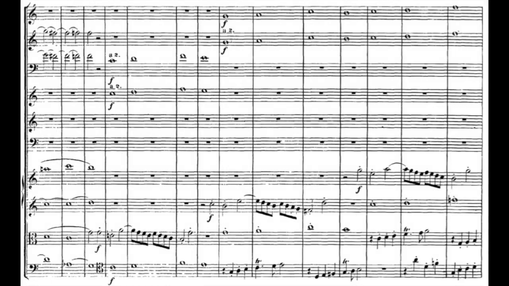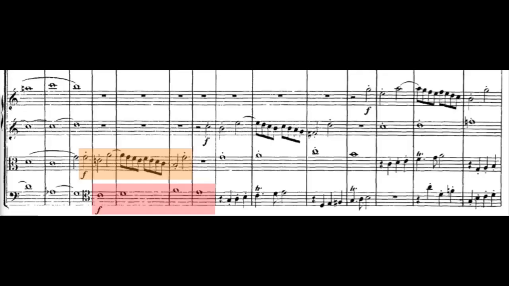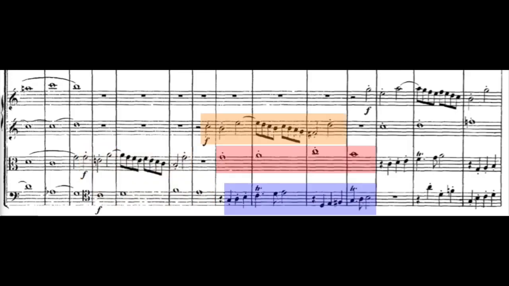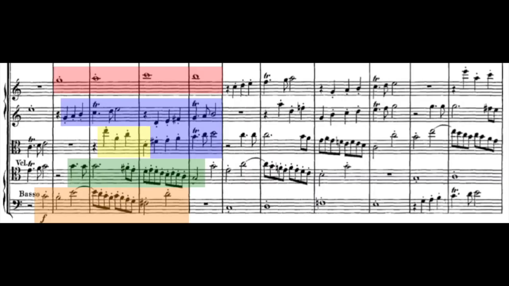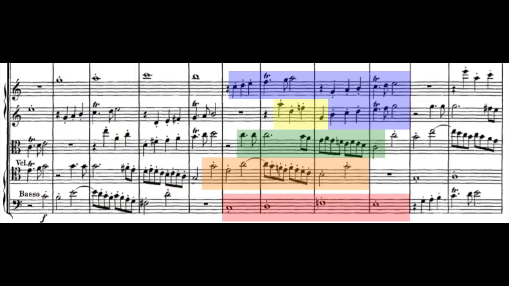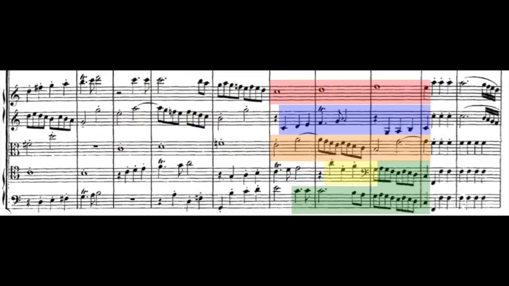This passage begins with a simultaneous statement of theme number 4 by the violas and theme number 1 by the bassoons, horns, and cellos. With each successive repetition, a new theme appears. First theme number 3 is added, then theme number 5, and finally theme number 2. Now, all 5 themes are played together interchangeably among the different parts.